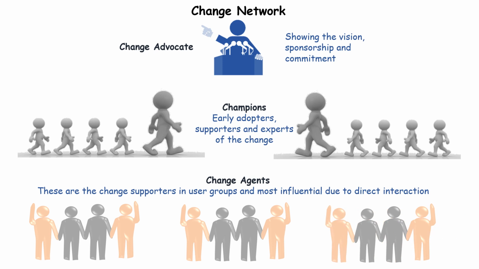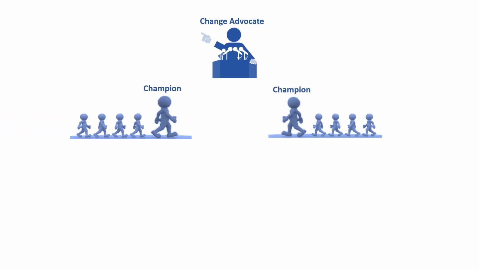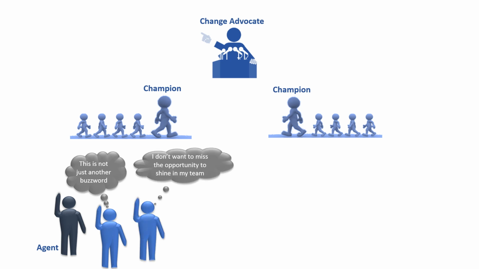Let's recap this and see how it helps the teams to reduce dissonance and support the change. So the change advocate shows the vision and gets the buy-in from the larger team. The change champion creates that awareness, and finally the change agents creating that influence directly in the team. And we may see some of the positive responses from the team here. So this is not just another buzzword. A lot of people are working on this. The management shows the commitment. I don't want to miss this opportunity to shine in teams. So a lot of other people are doing. I don't want to miss this.